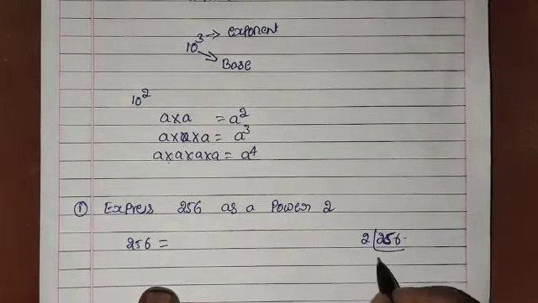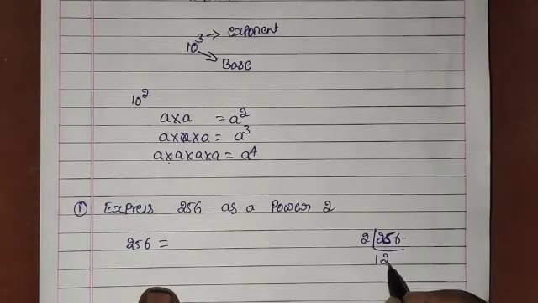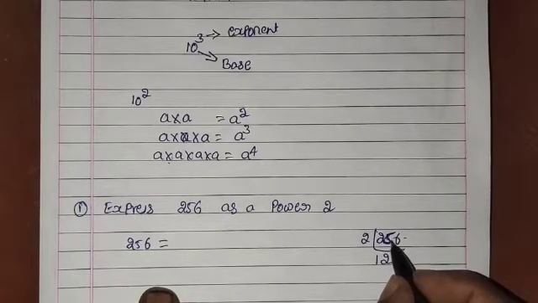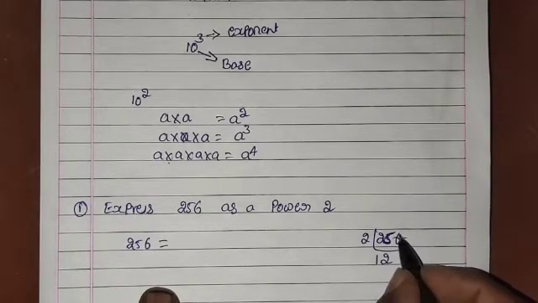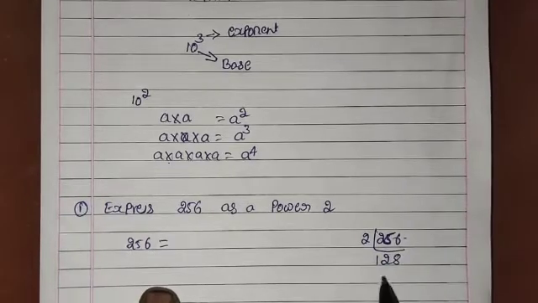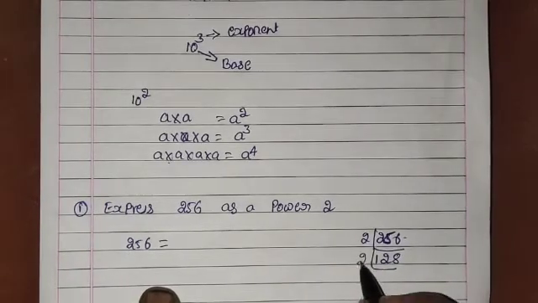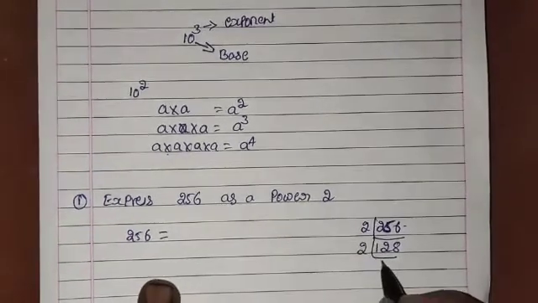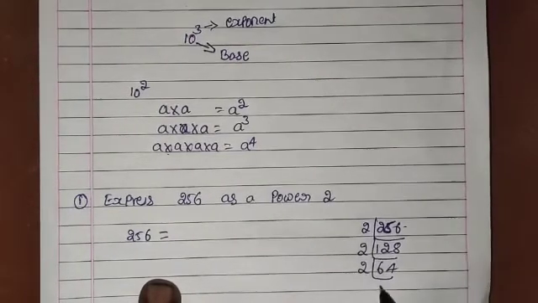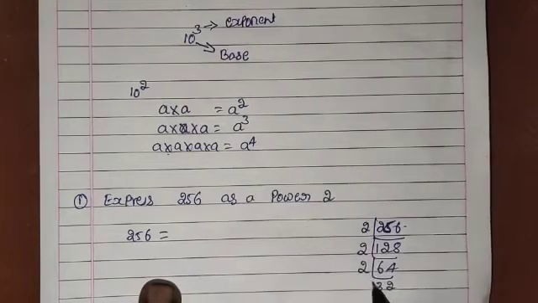256. Okay, 2 ones are 2, 2 twos are 4. Okay, one remainder. Okay, it will become 16. 2 eights are 16. Okay, and then again this is divisible by 2. 2 sixes are 12 and 2 fours are 8. Okay, again 2 threes are 6 and 2 twos are 4.